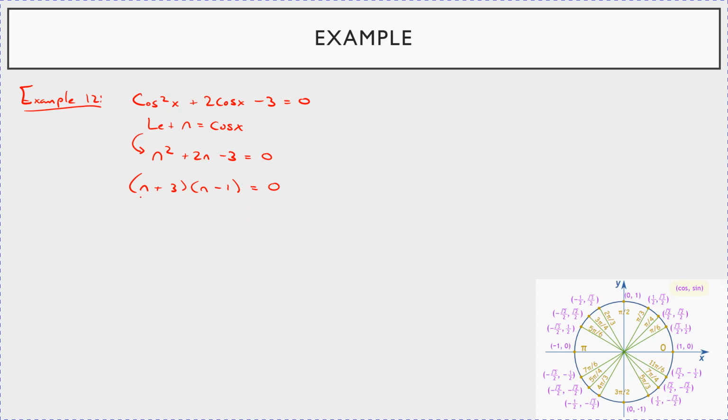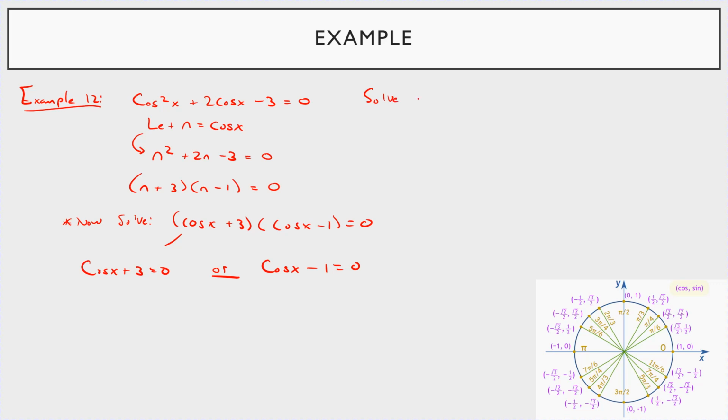Okay, so now plug back in for cosine. So now you're going to solve cosine of x plus 3 times cosine of x minus 1 is equal to 0. You're looking for two solutions here. You can either have cosine of x plus 3 is equal to 0, which is weird, and I'll talk about that, or cosine of x minus 1 is equal to 0. Oh, and I'm sorry, let's solve this on 0 to 2 pi. Sorry about that.